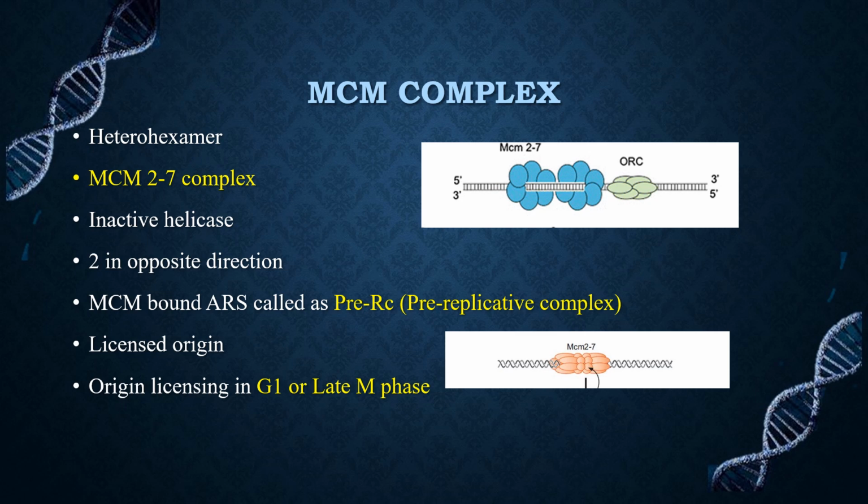Two such helicases are loaded onto double stranded DNA in opposite orientation. The MCM bound ARS is called the pre-RC, the pre-replicative complex. It is a licensed origin. Origin licensing occurs at all stages of the cell cycle except S phase, predominantly in G1 or late M phase.